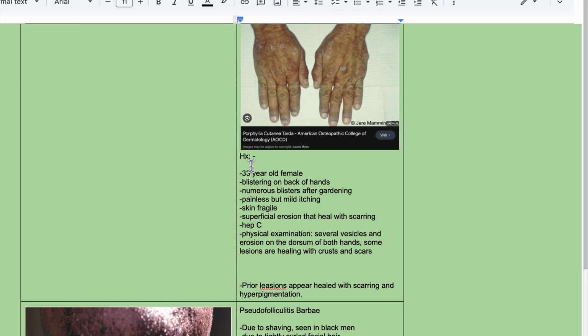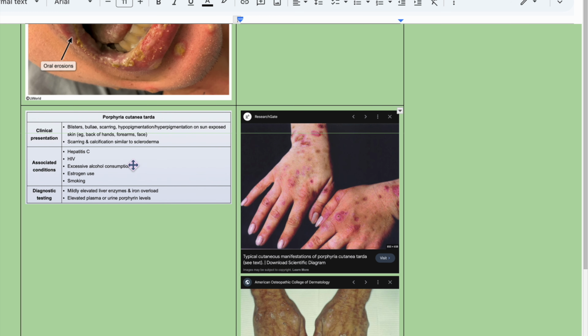I put in those photos there and there. Okay. So the history was a 33-year-old female with blistering on the back of her hands, numerous blisters after gardening. Painless because she was gardening in the sun, but mild itching, skin was fragile, and superficial erosions that heal with scarring. She had Hep C. Physical examination showed several vesicles and erosions on the dorsum of both hands. Some lesions are healing with crusts and scars. Prior lesions appear healed with scarring and hyperpigmentation. So scarring right there. Okay.